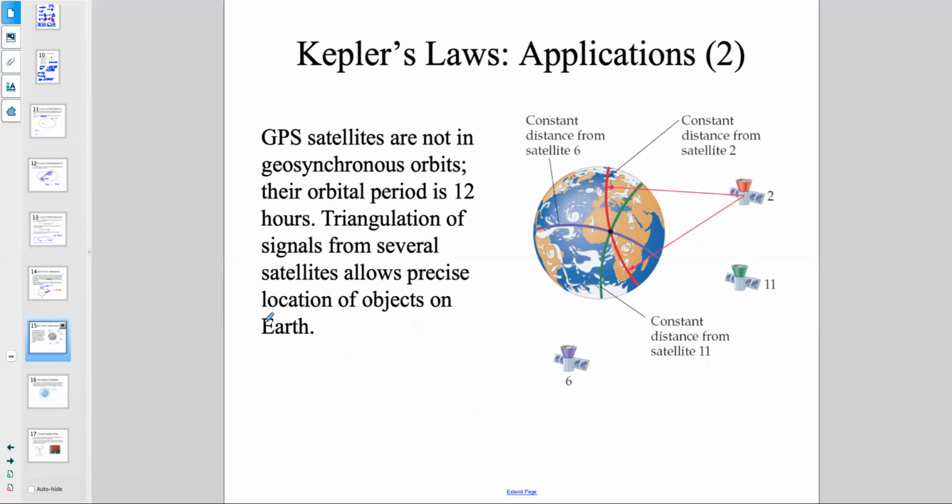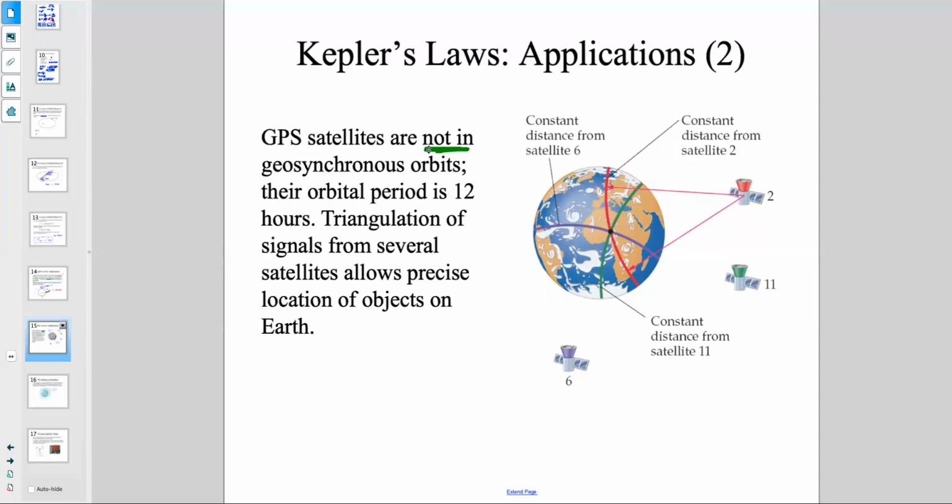The second application is GPS, the GPS that we use pretty much every day. GPS satellites are not geosynchronous, but they follow Kepler's law. This will give us the most precise location of objects on the surface of Earth. They usually have an orbit of 12 hours.